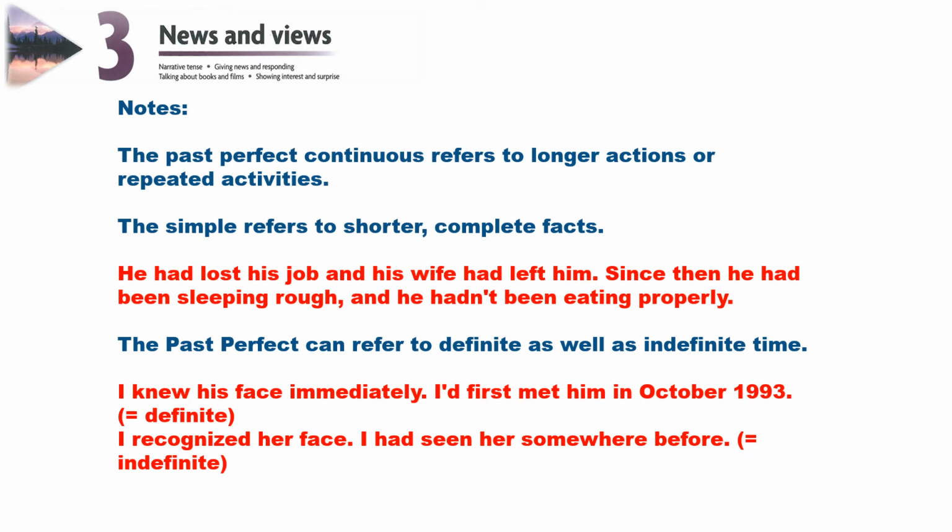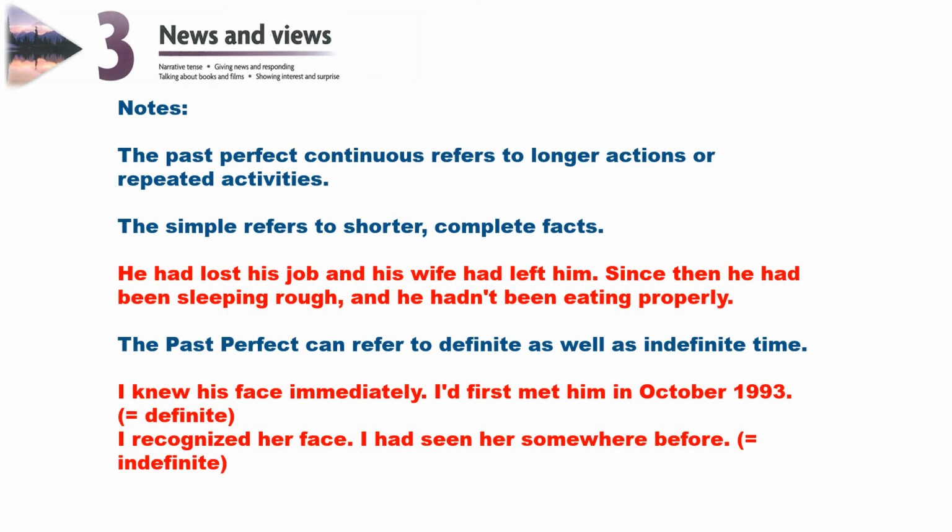Note: Please bear in mind that the past perfect continuous refers to longer actions or repeated activities. The simple refers to shorter and complete facts. For example, he had lost his job and his wife had left him. Since then, he had been sleeping rough and he hadn't been eating properly.